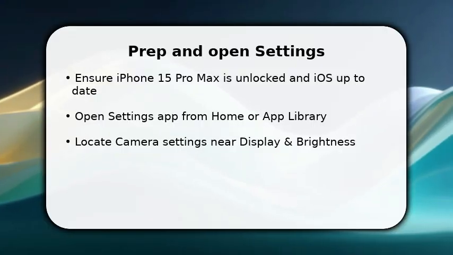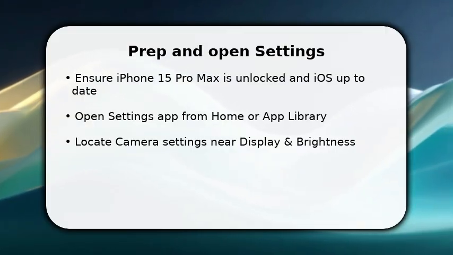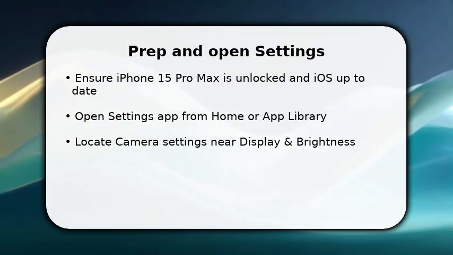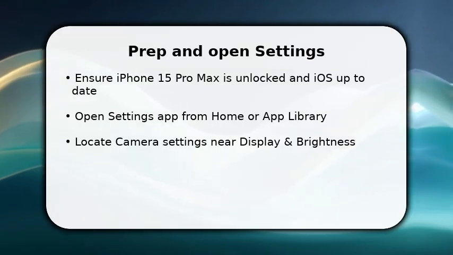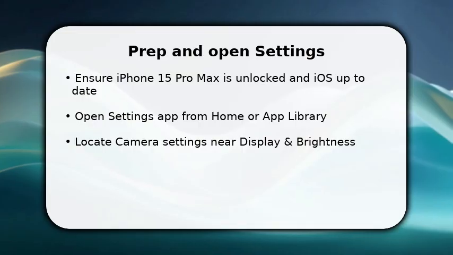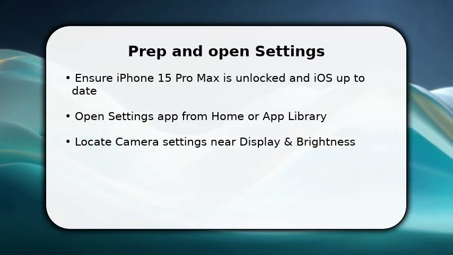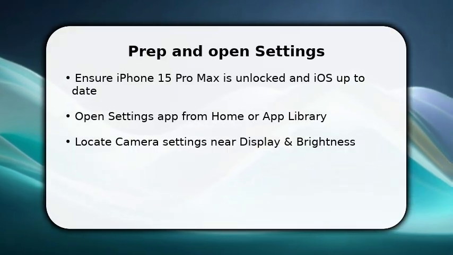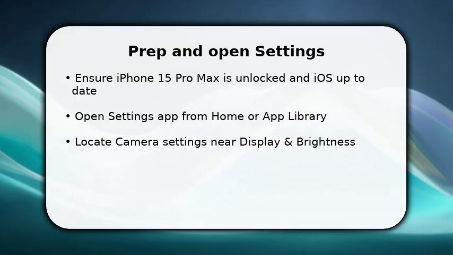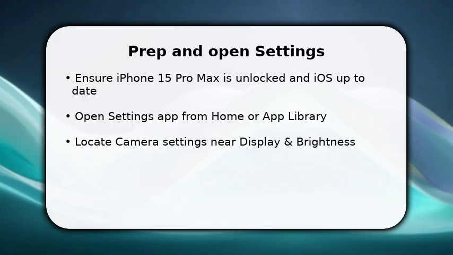You start by making sure your iPhone 15 Pro Max is unlocked and running the latest iOS. This avoids missing menus. Once done, tap Settings from your home screen or App Library and scroll until you see Camera. It's grouped near Display and Brightness. You do this because camera preferences control system-level capture options, not the camera app's temporary toggles.